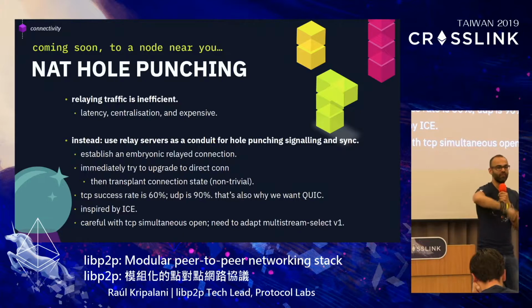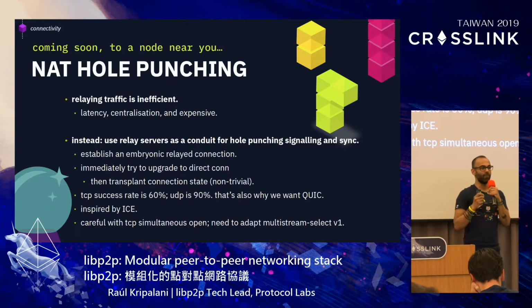Relaying all of the traffic between 2 peers is very inefficient. So instead, what we want to do is, when we establish that relay connection between 2 peers, use that as an embryonic connection to start signaling for hole punching.